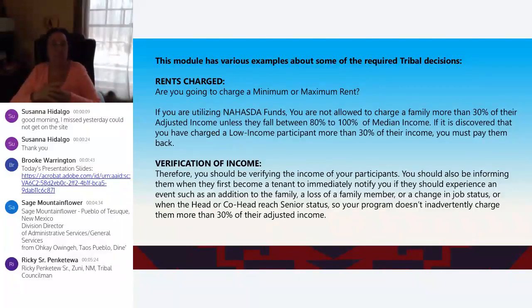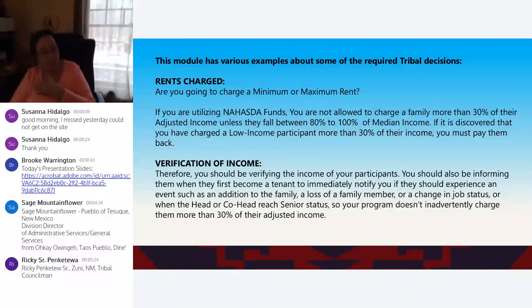Verification of income. That's why you need to verify your tenants. Even if they're in a rent to own or a mutual help, whatever, if they're at max payment, you need to be able to prove that you weren't overcharging them. Might seem redundant to you, but you still have to do that on a yearly basis, just as well as having your boots in every single unit that you own, okay? So you need to verify the income of your participants.